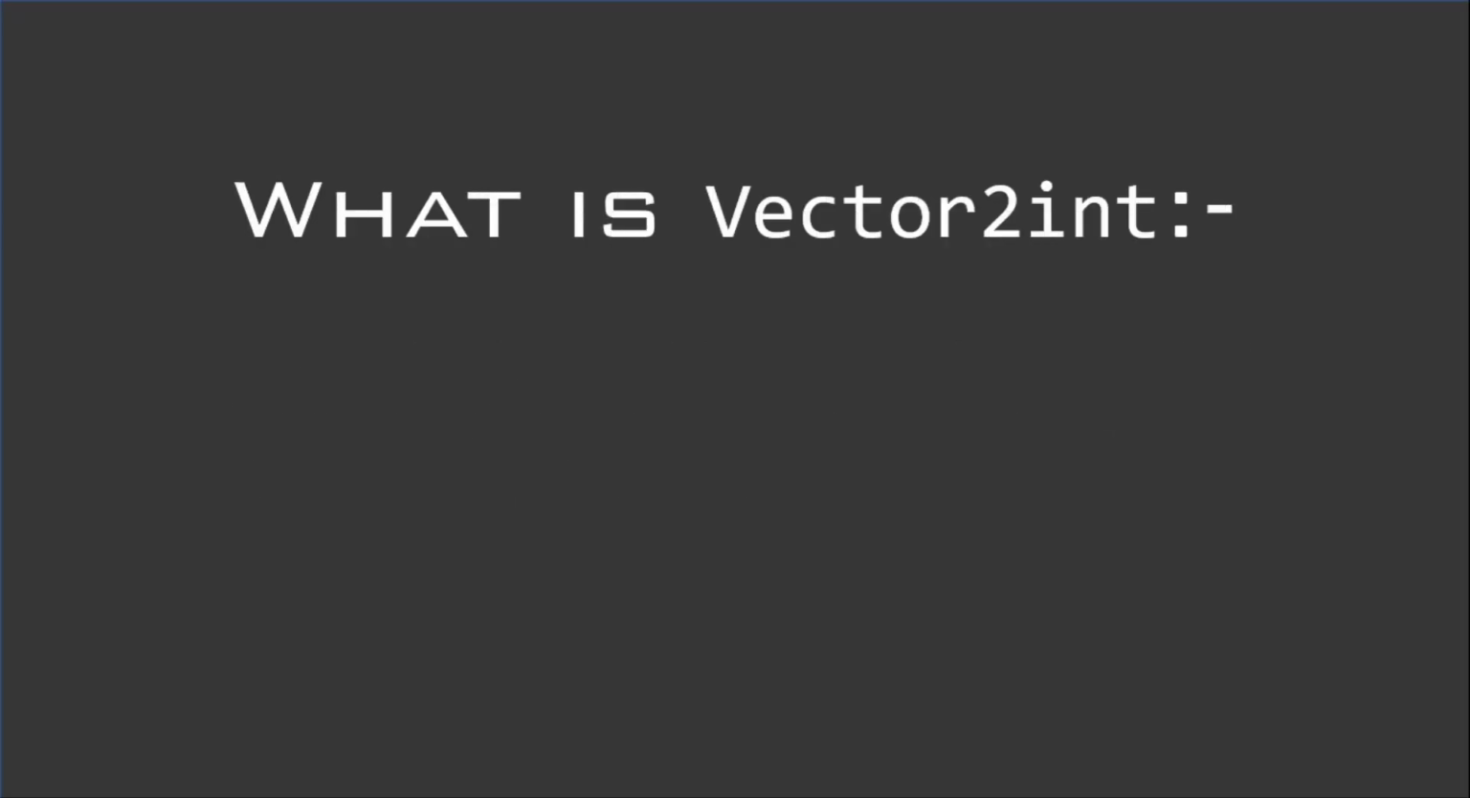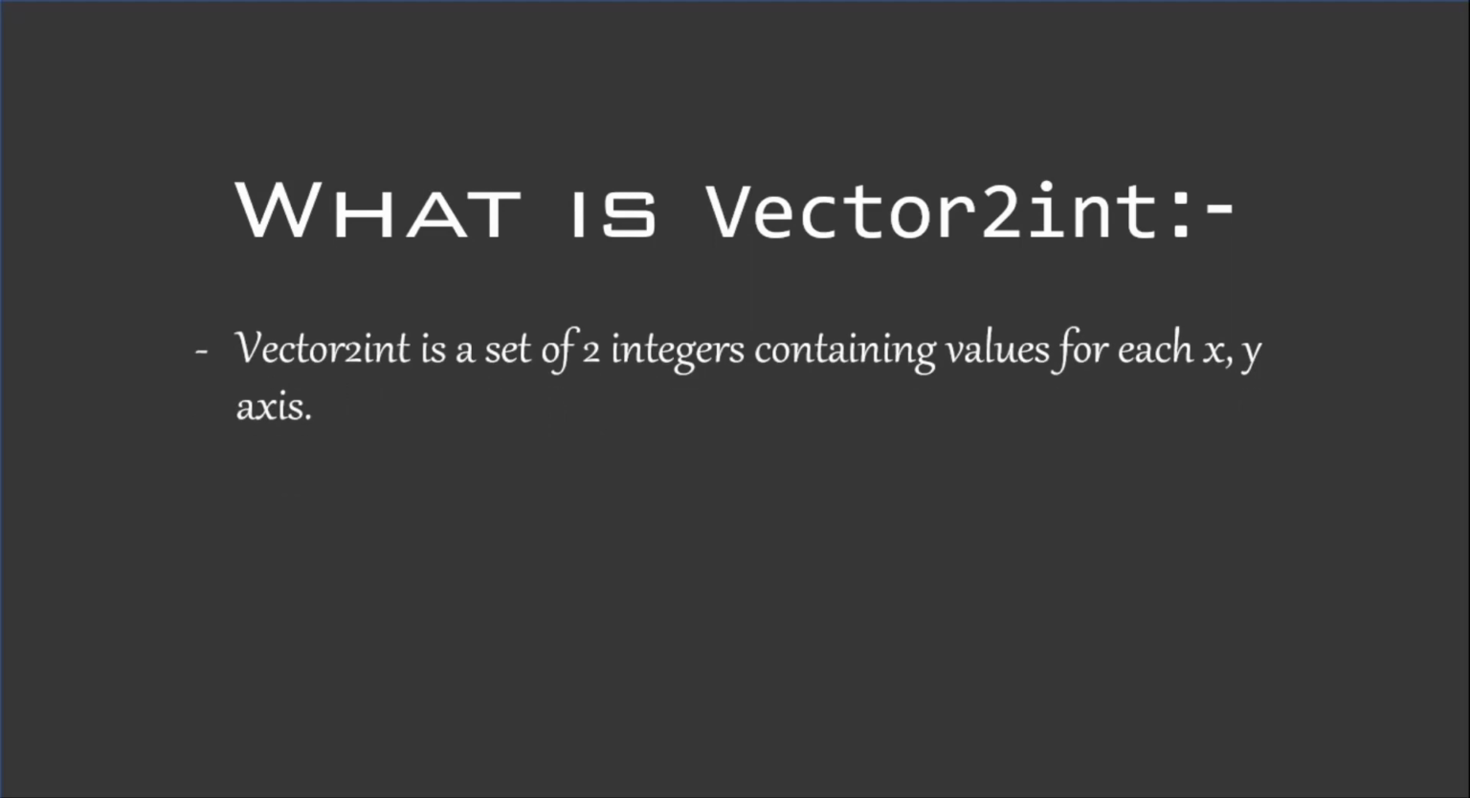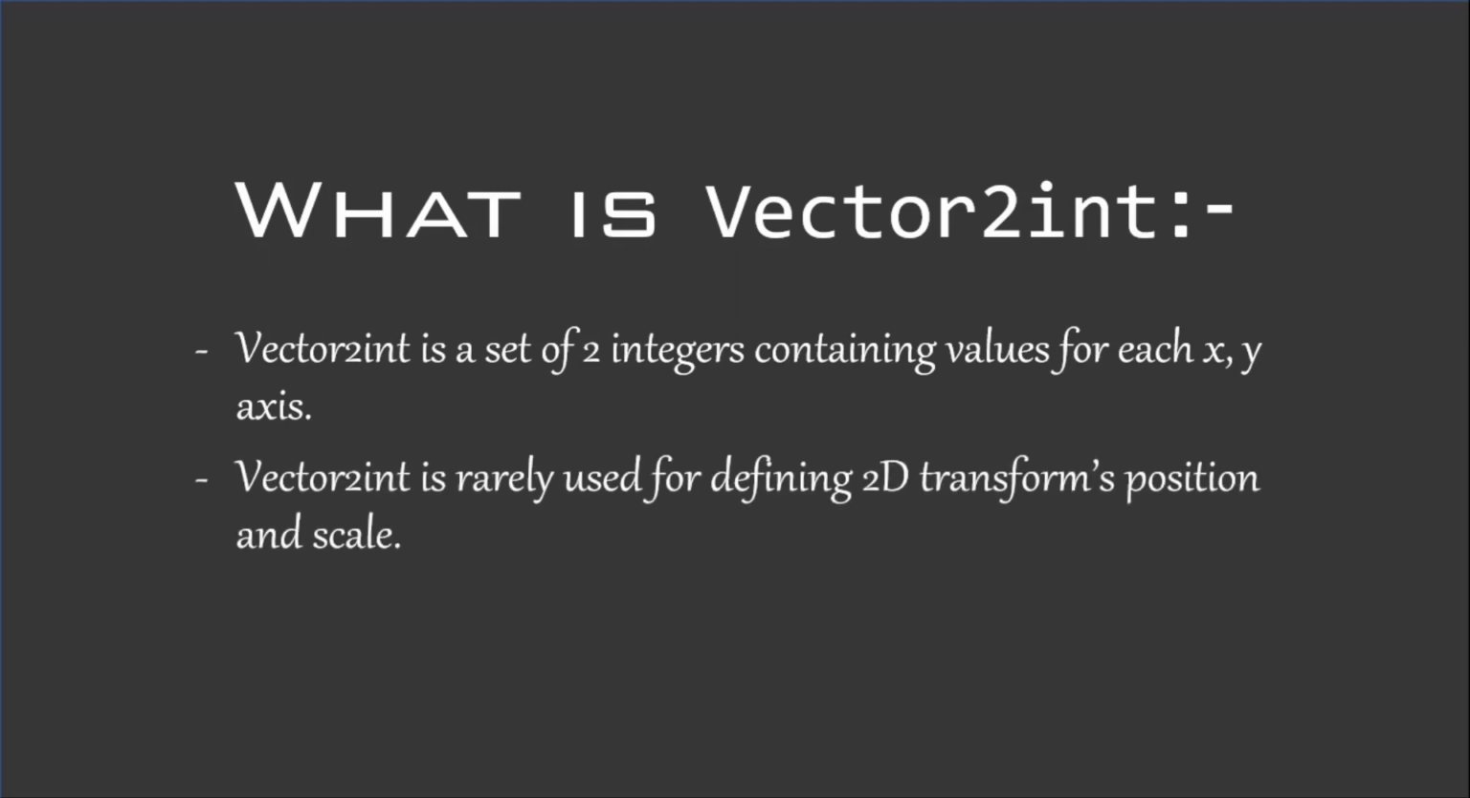What is Vector 2 Int? Vector 2 Int is a set of two integers containing values for each x and y axis. Vector 2 Int is rarely used for defining 2D transforms, position, and scale.